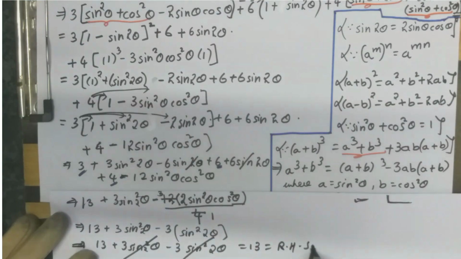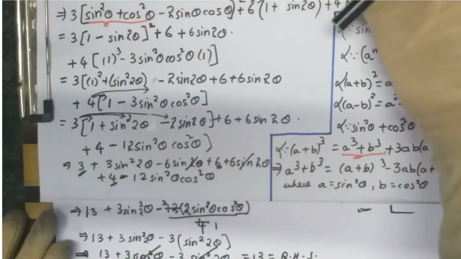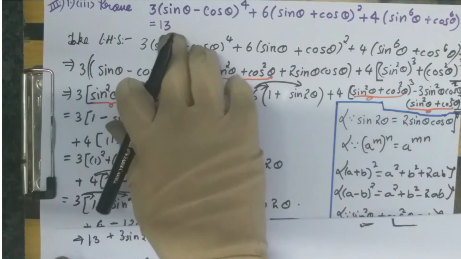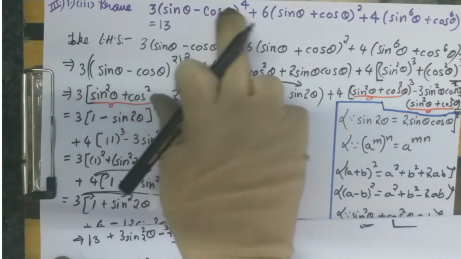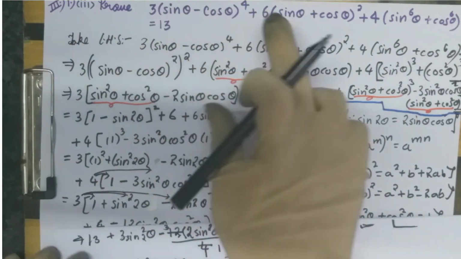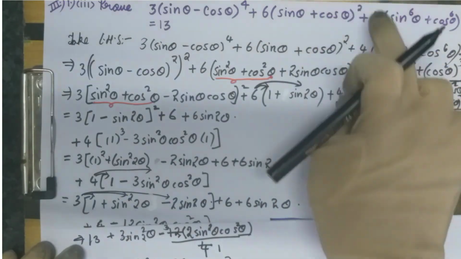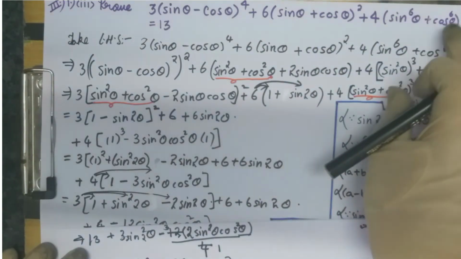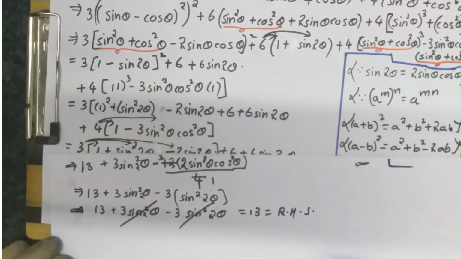Observe the question. In our question we had to prove it equal to 13 only. So we got the value of 3 into sin theta minus cos theta whole power 4 plus 6 into sin theta plus cos theta whole square plus 4 into sin power 6 theta plus cos power 6 theta as 13.